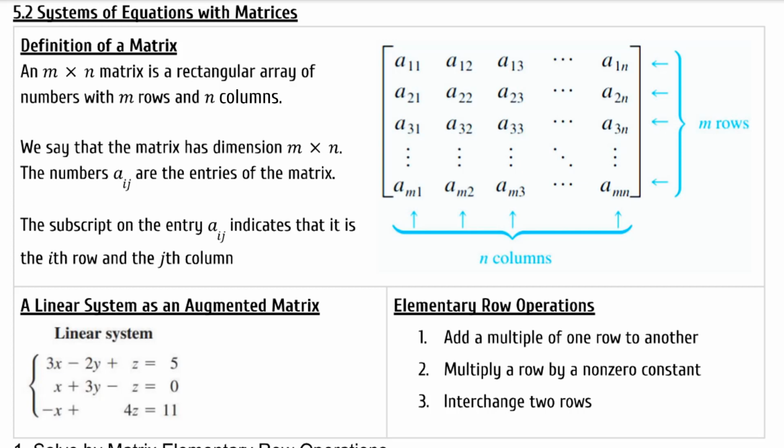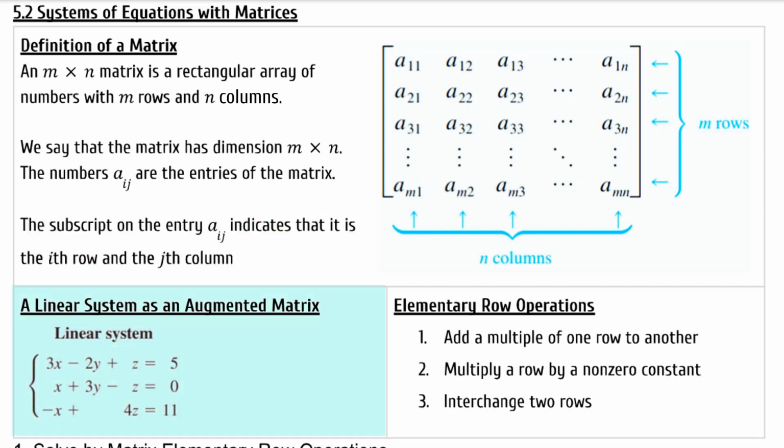5.2 Systems of Equations with Matrices. The definition of a matrix. An m by n matrix is a rectangular array of numbers with m rows and n columns. We say that the matrix has dimension m by n. The numbers aij are the entries of the matrix. The subscript on the entry aij indicates that it is in the ith row and the jth column.